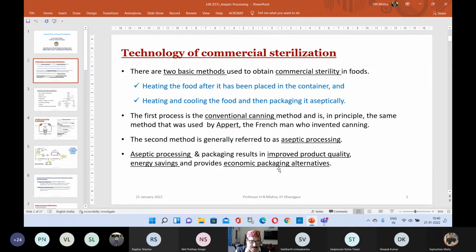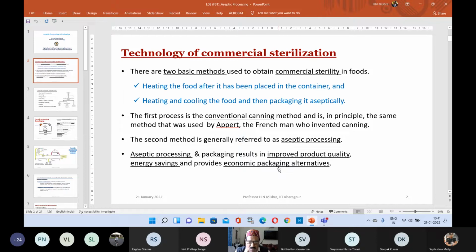There are FFS machines which can produce packets of 25 kg or 5 kg or 1 kg, 500 ml, 200 ml. Form fill and seal machines are available now for packaging of solid foods, grains, liquid foods, juices, paste, etc. And in fact, in India, in our country, there has been tremendous progress. We now have very good FFS making companies, which are making good quality FFS packaging machines. So that is called the commercial aseptic processing.